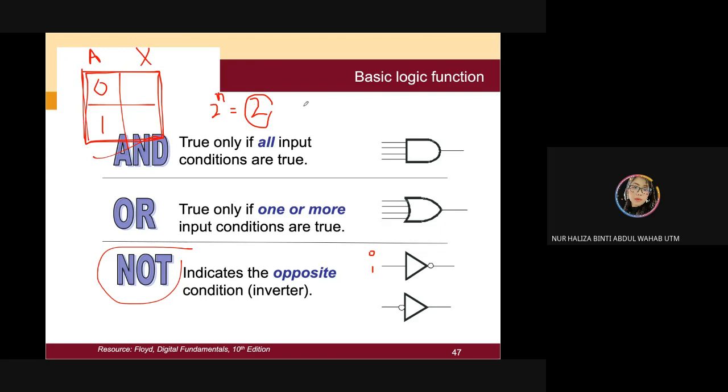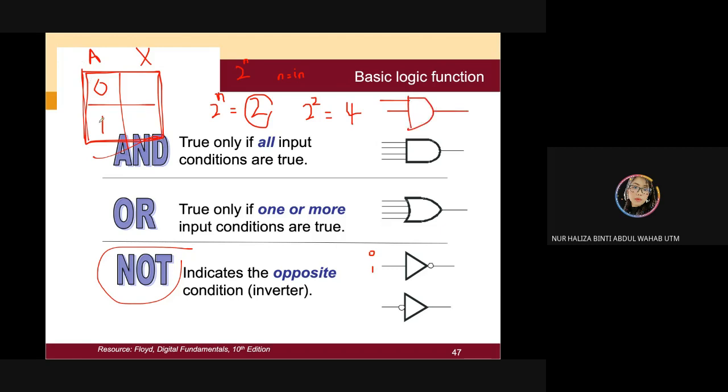If let's say you have 2 inputs, you're going to have 2 to the power of 2. Why do I put this 2? Because your n is equal to the input, and the equation will be 2 to the power of n. 2 to the power of 2, you will get 4. So later on, you will have 4 possibility if you have 2 inputs. Later on, we will see.